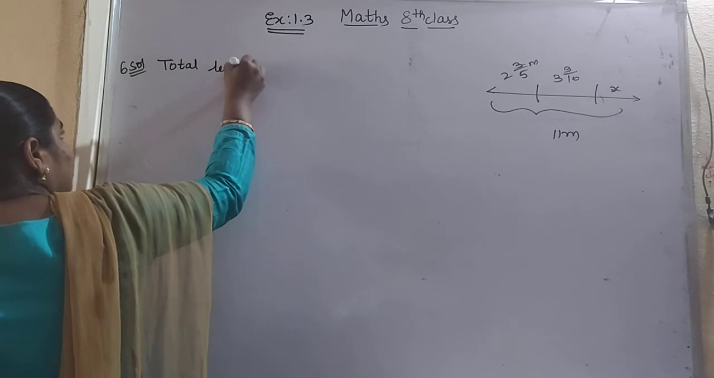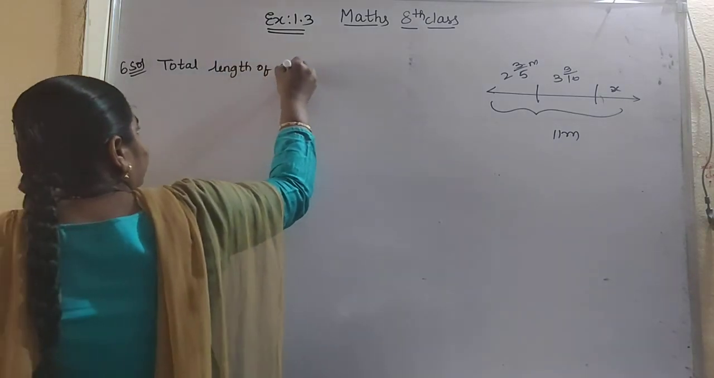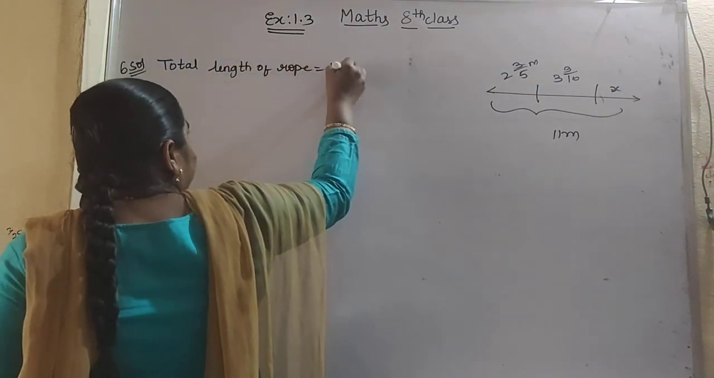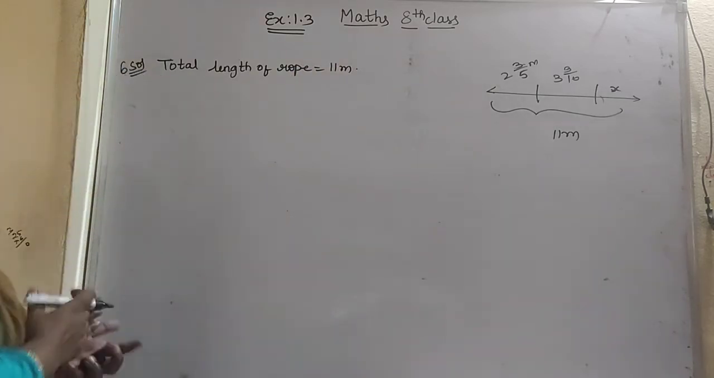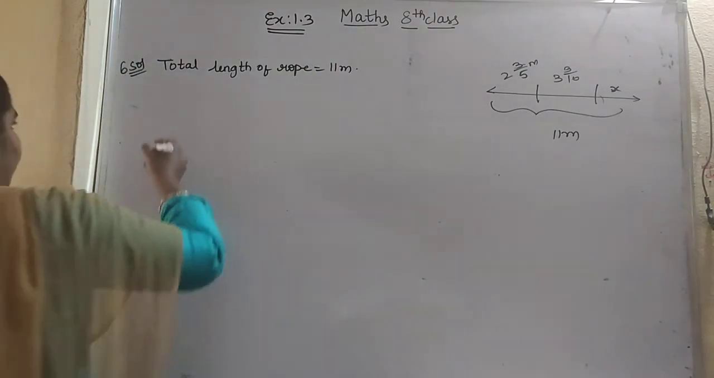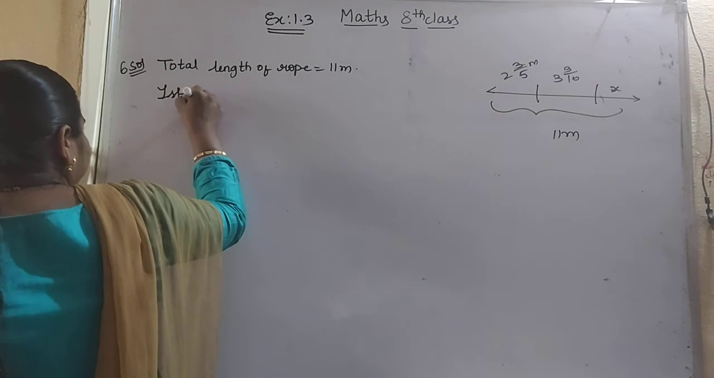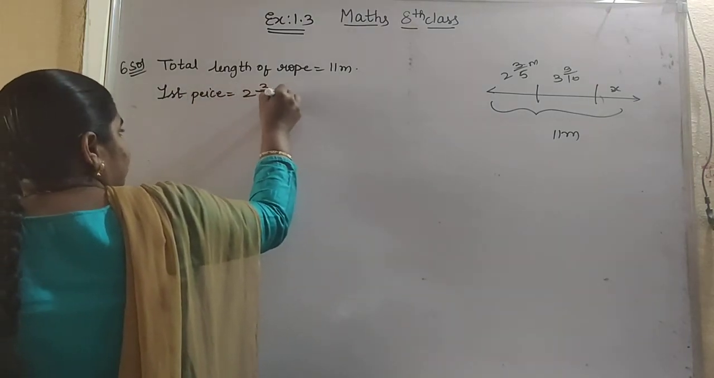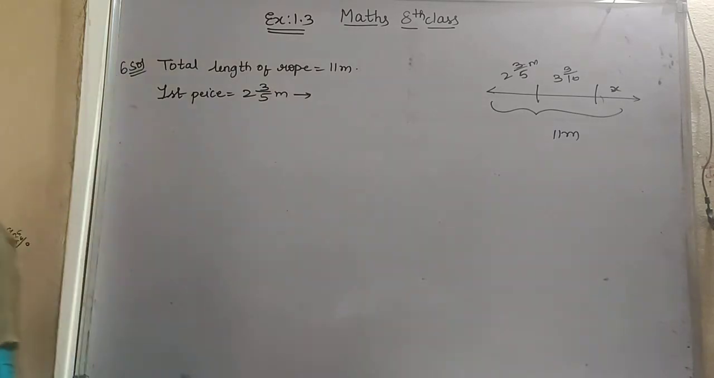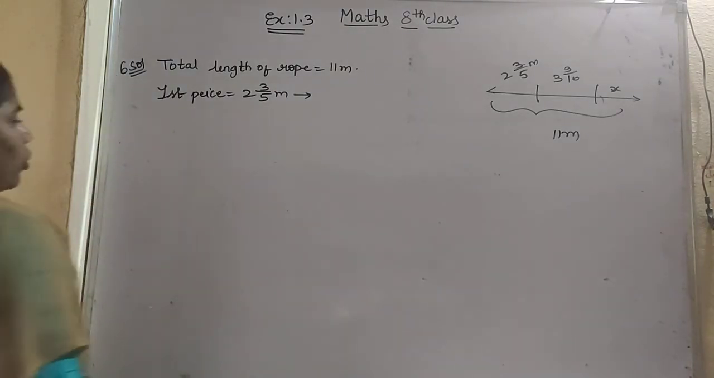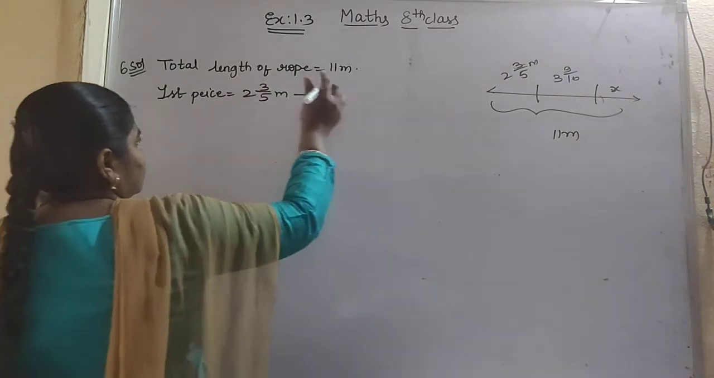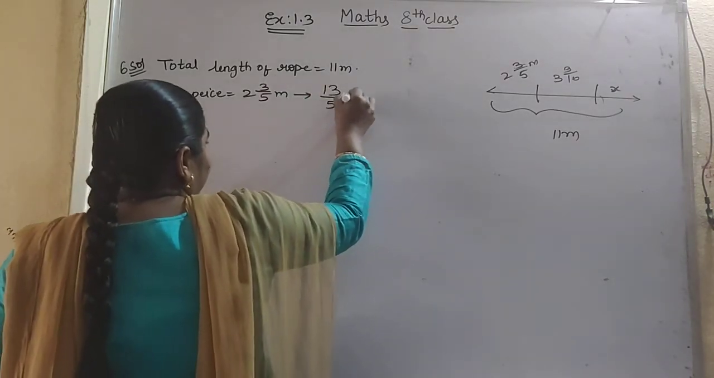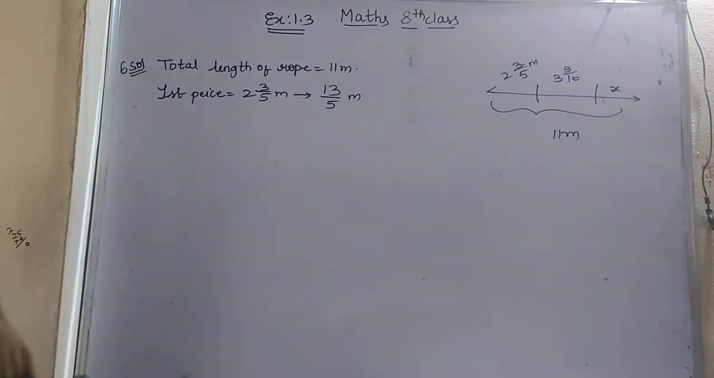Total length of rope is 11 meters and it has been cut into two pieces. So the first piece length is 2 3/5 meters. So this is in the form of mixed fraction. Convert into improper fraction. 5 2s are 10, 10 plus 3 is 13. So that will be equals to 13/5 meters.